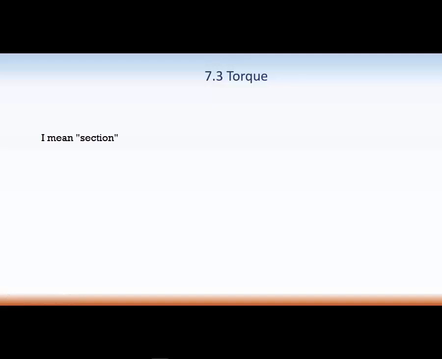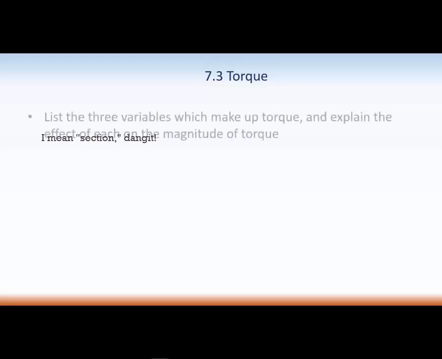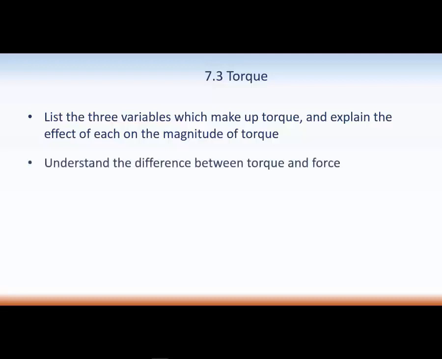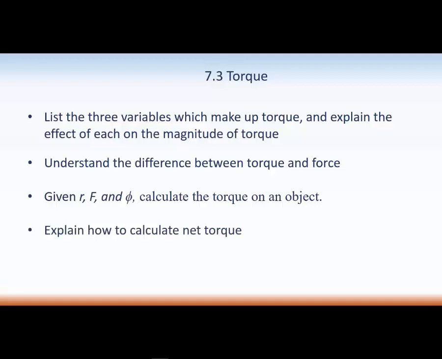In the last chapter, we concluded by talking about angular acceleration. And in this chapter, we will discuss what causes that angular acceleration. The objectives for this chapter include understanding the relationship between torque and the three variables which make it up, understanding the difference between torque and force, being able to calculate the torque on an object, and finally being able to calculate the net torque on an object.